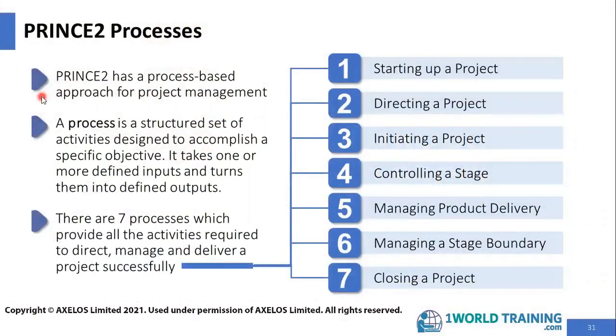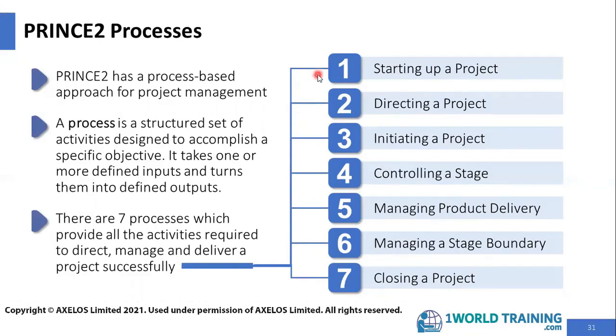PRINCE2 has a process-based approach for project management. A process is a structured set of activities designed to accomplish a specific objective. It takes one or more defined inputs and turns them into defined outputs. There are 7 processes which provide all the activities required to direct, manage, and deliver a project successfully. The 7 processes are starting up a project, directing a project, initiating a project, controlling a stage, managing product delivery, managing a stage boundary, and closing a project.